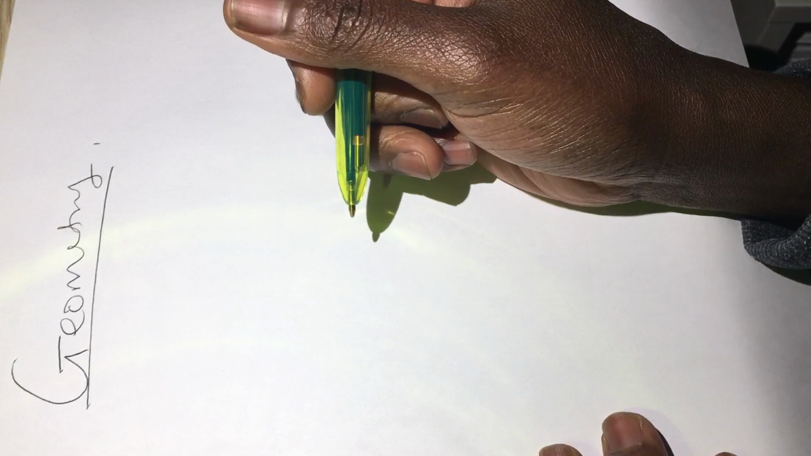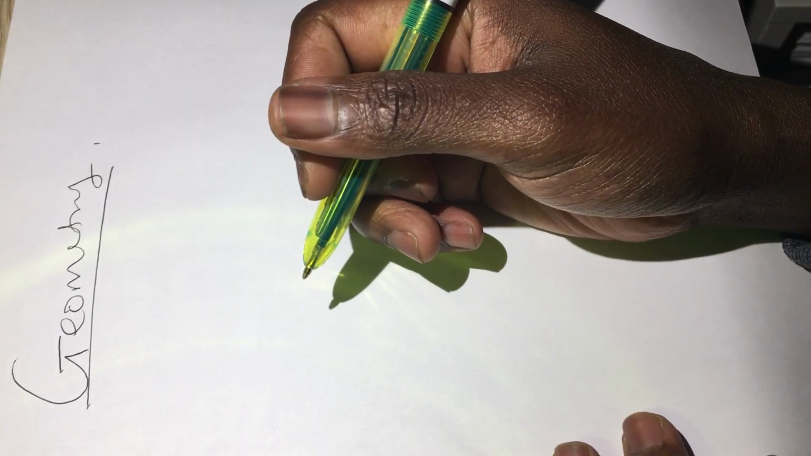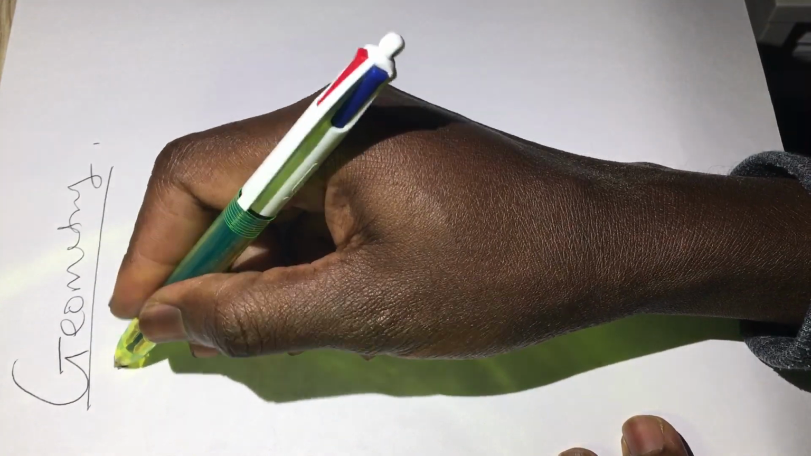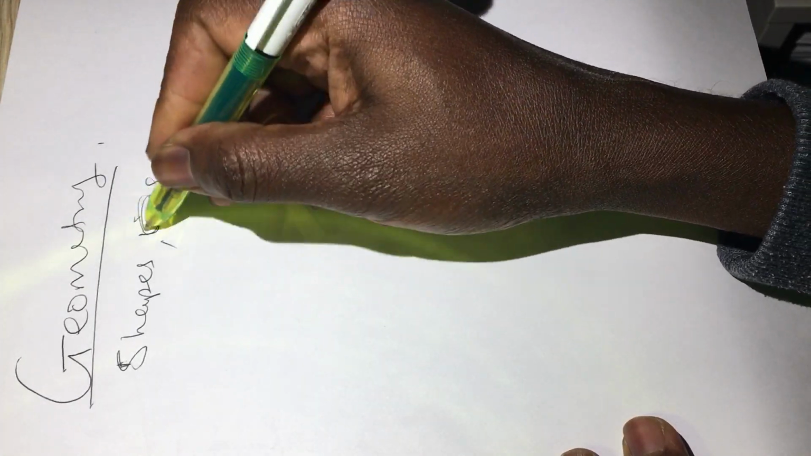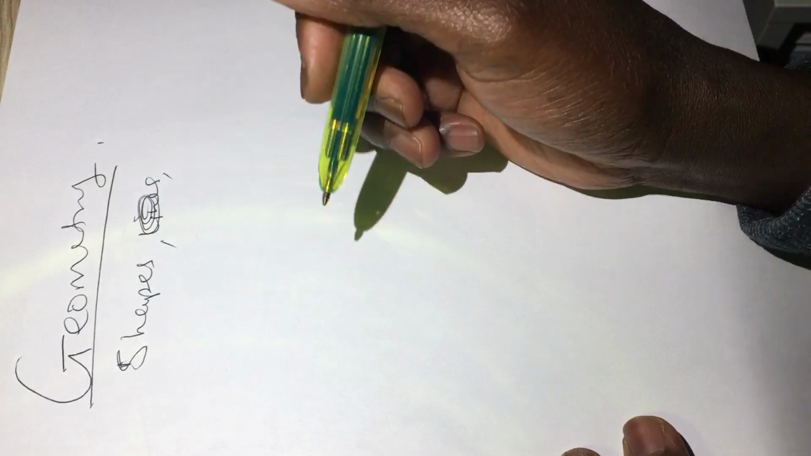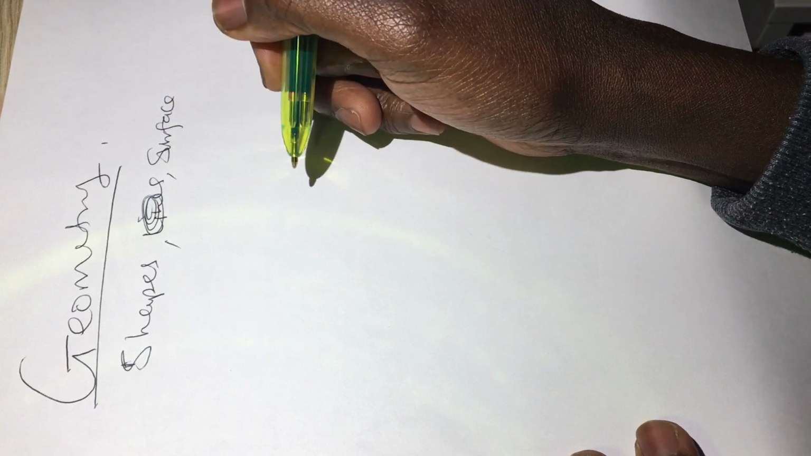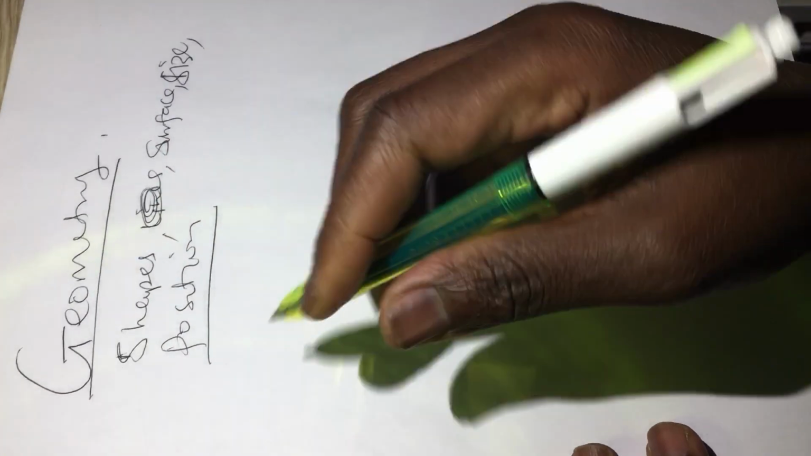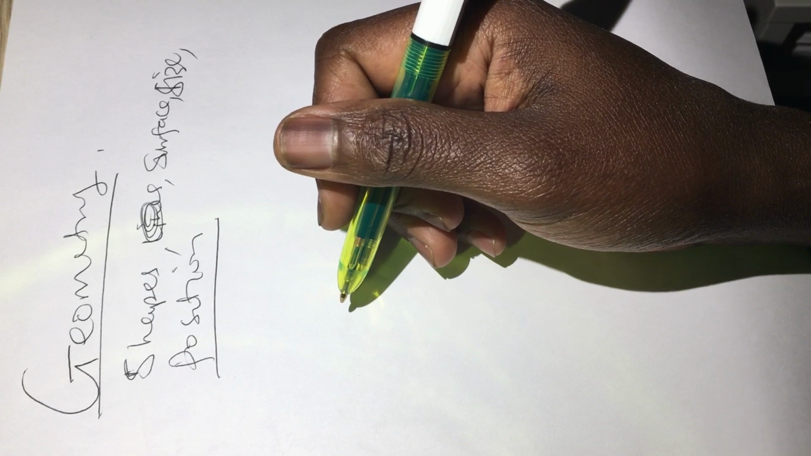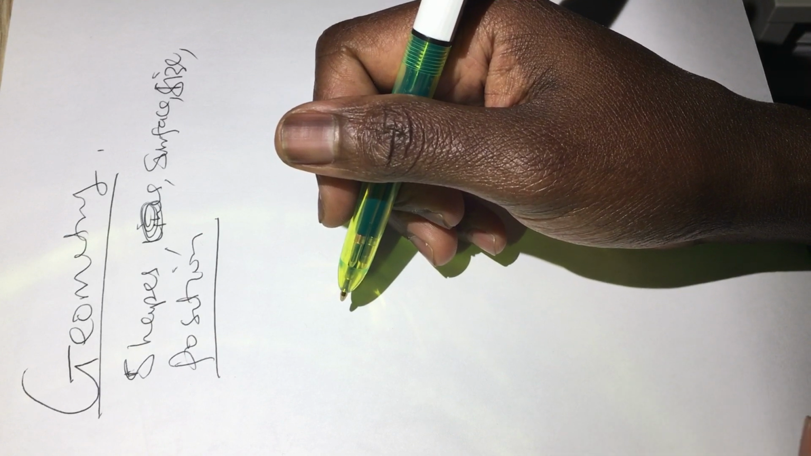Let's get going. Geometry. So let us see the definition of geometry. Geometry is a study of shape, lines. Just take that line out, because line is part of the shape. Line, surface, and from the surface you can go to size and position. So that's the definition of geometry: the study of shape, surface, sizes, and positions.